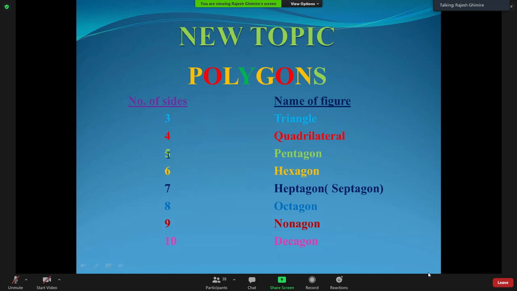Once again, 3 sides triangle, 4 sides quadrilateral, 5 sides pentagon, 6 sides hexagon, 7 sides heptagon, 8 sides octagon, 9 sides nonagon, and 10 sides decagon.